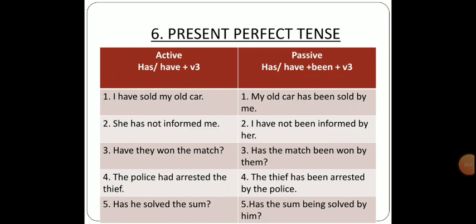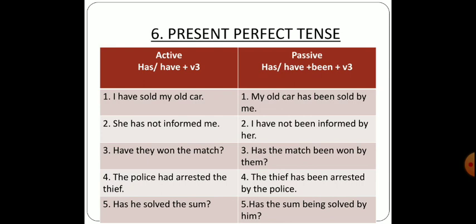The next one is present perfect tense. So here, in active form we have has, have plus verb's third form, and in the passive, when we change, we are supposed to add has, have plus been plus verb's third form. So, I have sold my car. Now already over here the verb is in third form, so we are not supposed to change the verb. What we are supposed to do is add been over here.